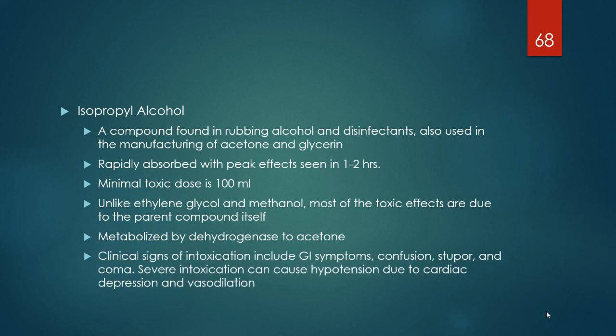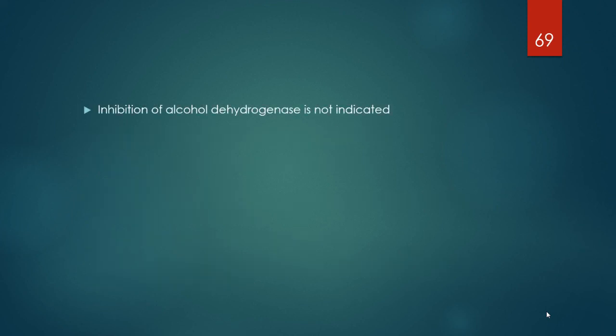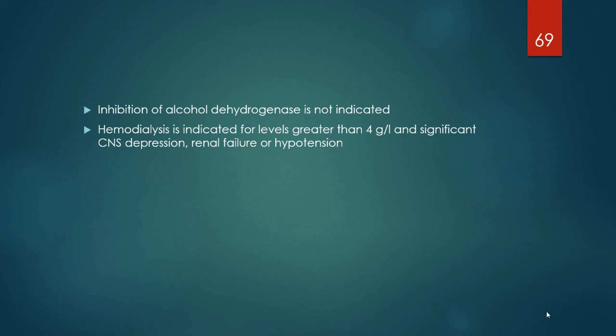Clinical signs of intoxication include GI symptoms, confusion, stupor, and coma. Severe intoxication can cause hypotension due to cardiac depression and vasodilation. And hypotension is usually the strongest predictor of mortality in these cases. So, unlike ethanol and methanol, inhibition of alcohol dehydrogenase is not indicated because the metabolized compound is not toxic. Hemodialysis is indicated for levels greater than 4, and significant CNS depression, renal failure, or hypotension.